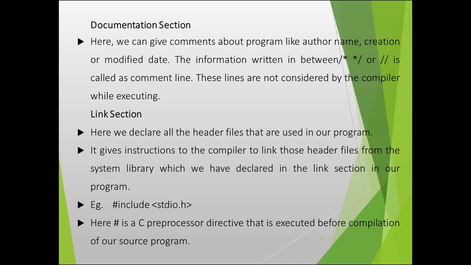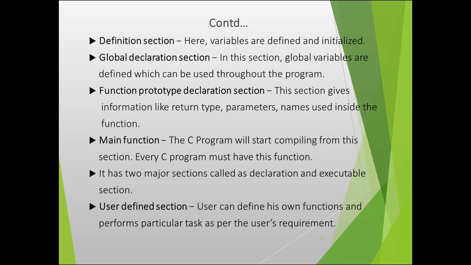Here, the pound symbol or hash symbol is a C preprocessor directive, that is, those directives which are executed before compilation of our source program. And the definition section: here we are defining the symbolic constants that cannot be changed during the program execution.